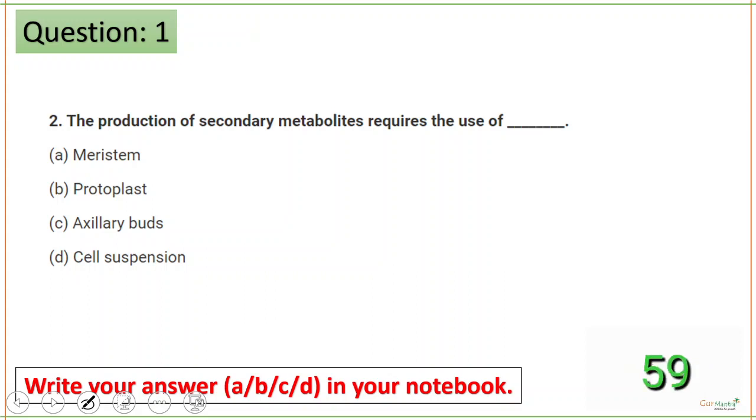So this is your first question. Read the question carefully and answer it. You can write in your notebook whichever option you are selecting, and later when we are discussing the answers, you can put a tick mark if your answer is correct and a cross mark if your answer is wrong.